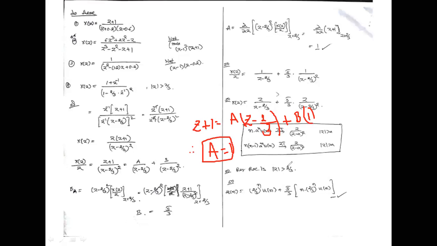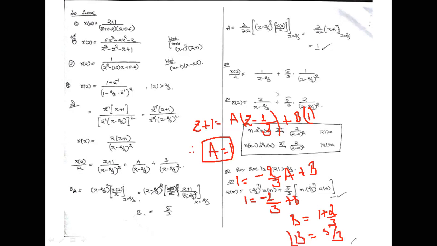And compare the constants. The constant on the left hand side is 1, and on the right hand side, minus 2 by 3 a plus b. These are the constants. What is a? We got 1. So 1 is equal to minus 2 by 3 into 1 plus b. So b is equal to 1 plus 2 by 3, and 3 plus 2 is 5, so b is equal to 5 by 3. Got it, my dear students? See here, b is equal to 5 by 3 and a is equal to 1.